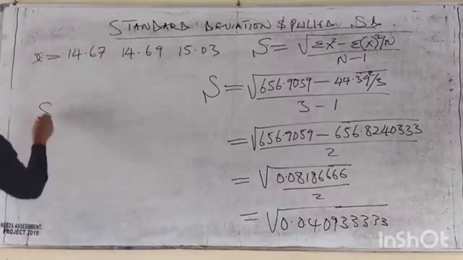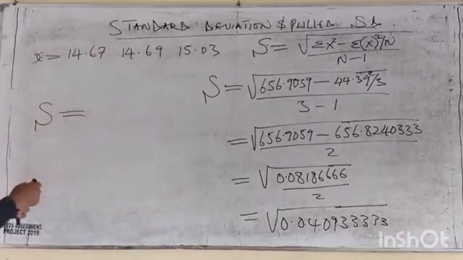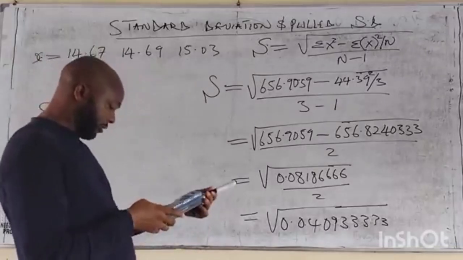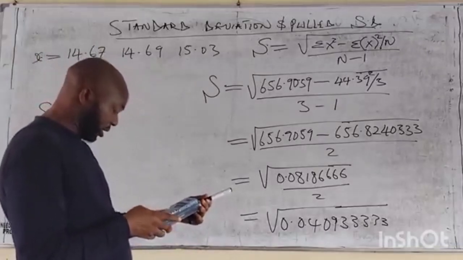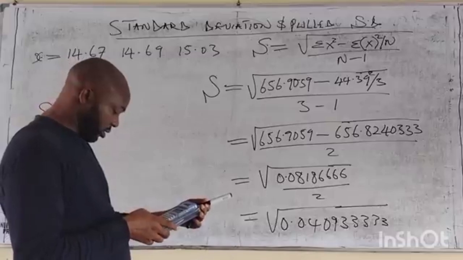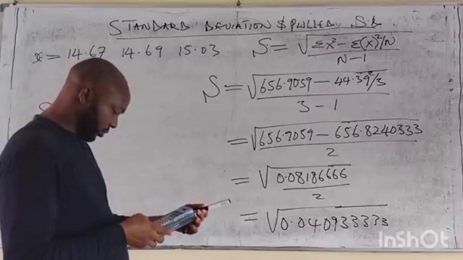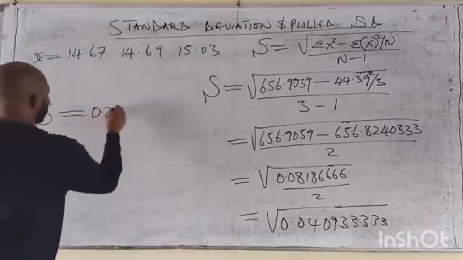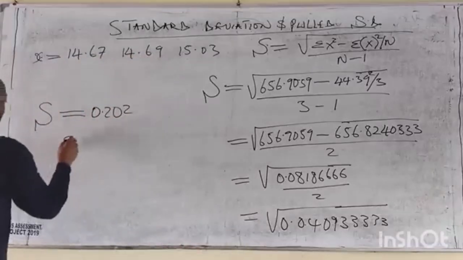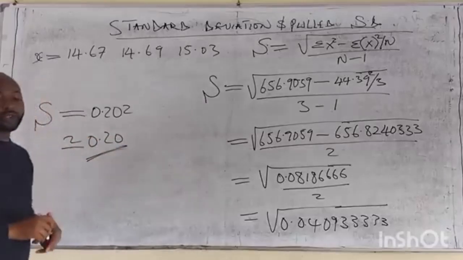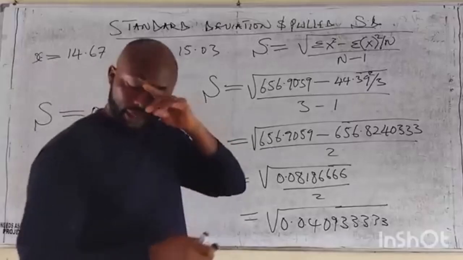Therefore, our standard deviation now becomes the root of 0.04093, which is 0.202 approximately. Leave it like that. So this becomes our standard deviation.